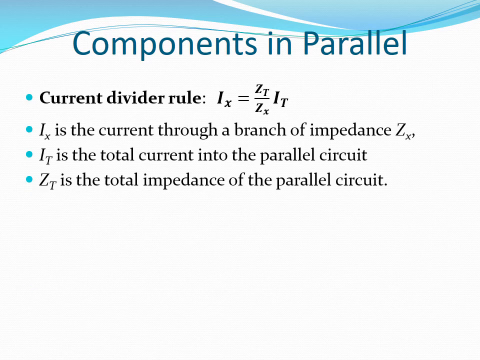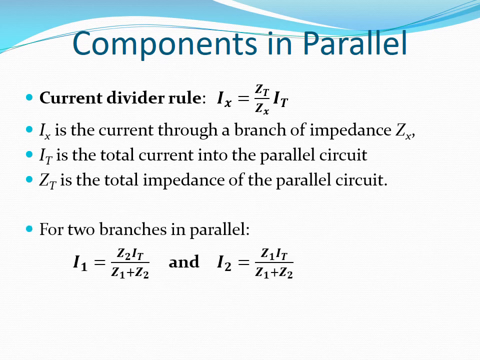In a parallel network, the total current divides into fractions that are proportional to the admittances of the respective branches. In terms of impedances, the fractions are inversely proportional to the impedances of the respective branches. The formula that can be used to calculate the current Ix in a branch with impedance Zx is Ix equals Zt over Zx by It. It is the total current into the parallel network. Zt is the overall impedance of the parallel network.